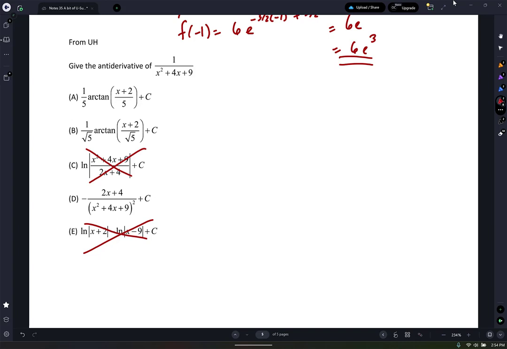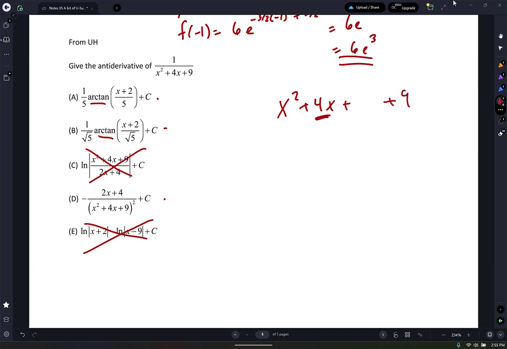All right, here we go. Obviously, you only have these two and this one, so you could think it's probably an arctan. So we probably have to complete the square with the x squared plus 4x plus 9. How are you going to do that? Like this, guys. Move the 9. See, this is why we take algebra, guys.